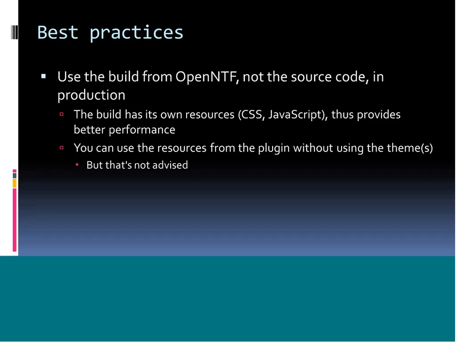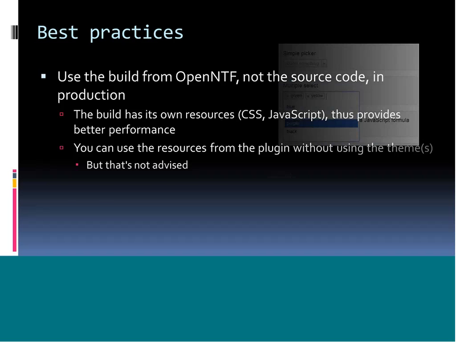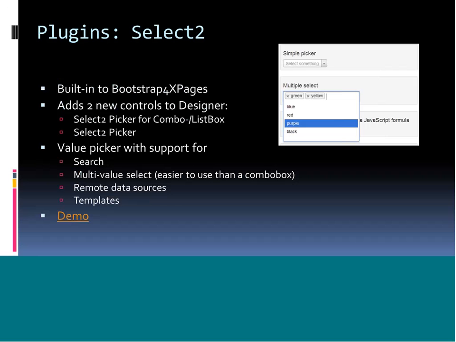Okay, we'll do a quick run through of one of the plugins that's now available in the Bootstrap4XPages plugin. It's called Select2. That's a picker that I really like and that I integrated in the Bootstrap4XPages plugin. And what I did is I took the standard pickers that are available in the extension library and extended those using Select2, and that instantly gives you the option to, for example, use a view data source and link it to that Select2 plugin.